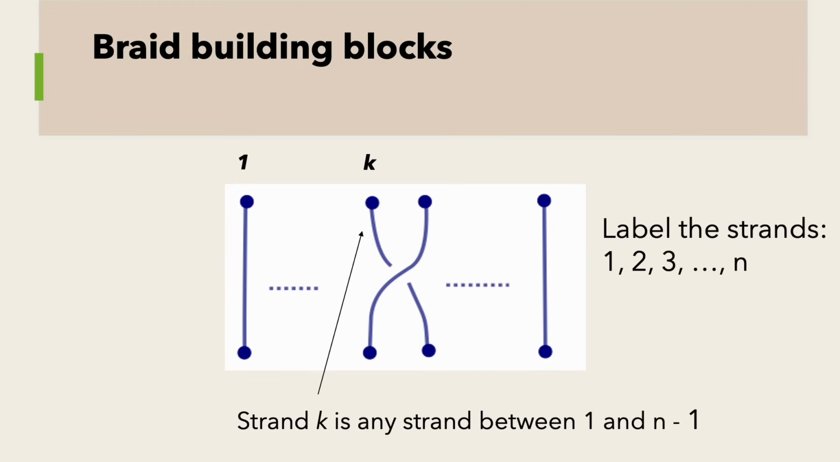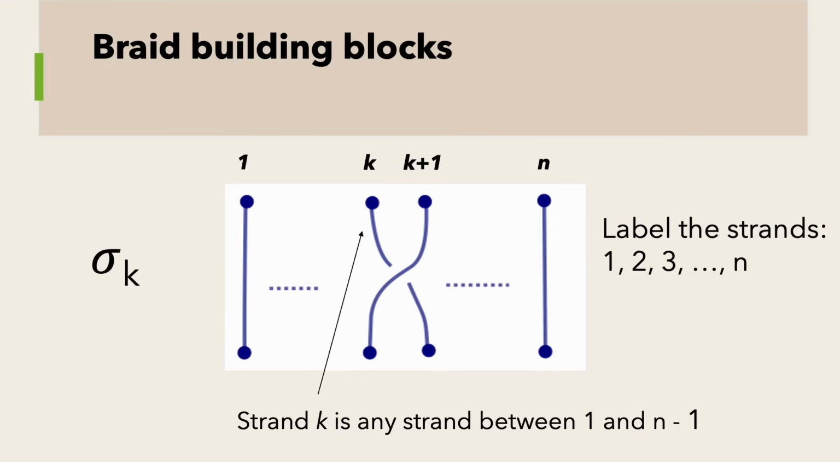And we call this sigma k. I'm not sure why it's sigma. It just is in most of the braid literature. So sigma k, one strand over its neighbor, is the simplest kind of braid that you can have.